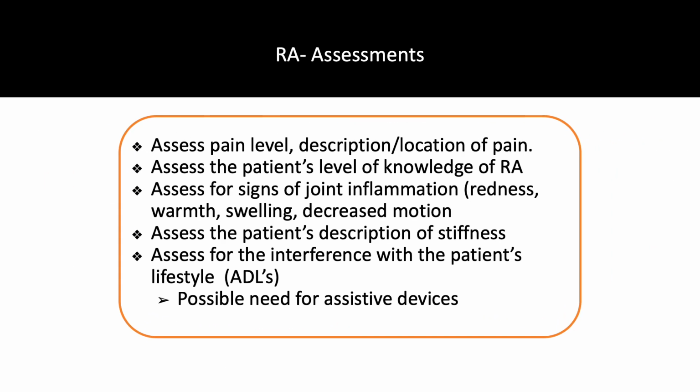So we're going to do good assessments on folks, not just the pain level, description of the pain, and their knowledge of rheumatoid arthritis, but signs of joint inflammation, description of what the patient is experiencing with the stiffness, and with interference with their ability to take care of themselves, their ADLs, activities of daily living. Maybe get occupational therapy to explore the need for assistive devices.